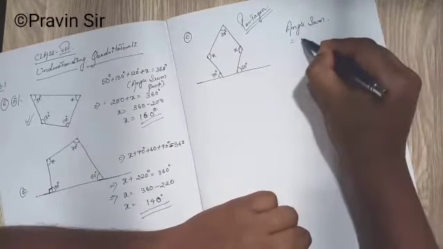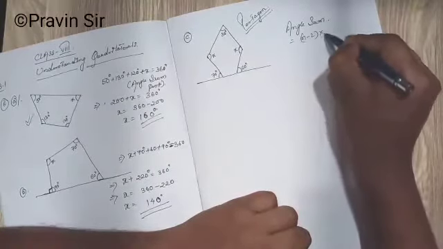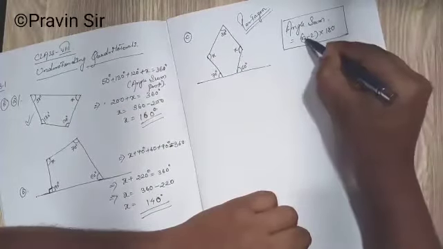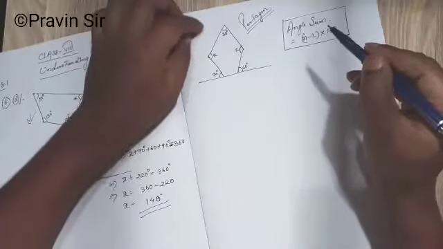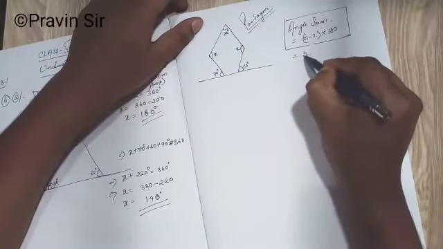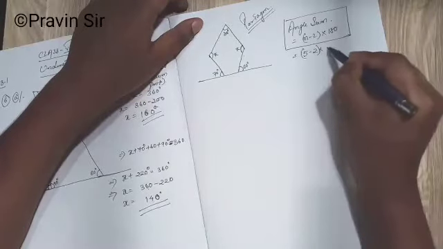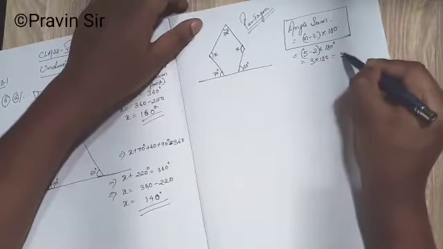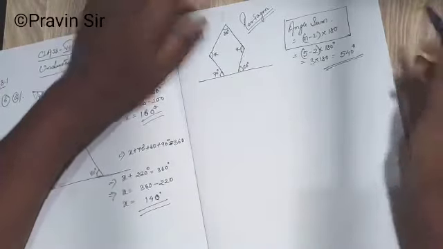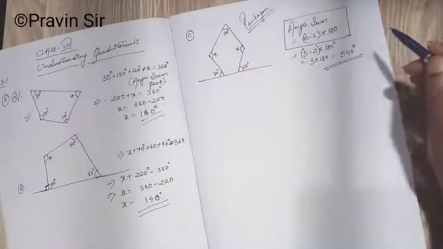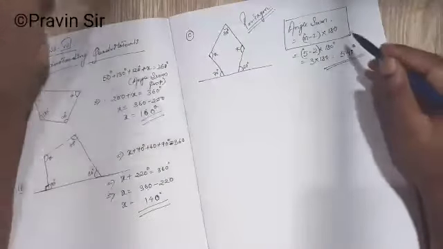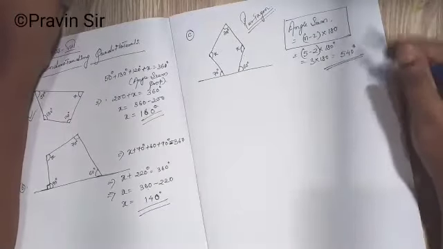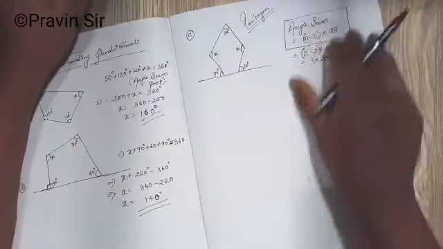Okay, so what is the formula? (n minus 2) into 180 degrees. This is the formula to find the angle sum of any polygon. n means the number of sides. So here how many sides are there? 5 sides. So it is 5 minus 2 into 180 degrees, so it is 3 into 180 degrees, which is equal to 540 degrees. This is the angle sum property. If you forget the angle sum of a pentagon, you can use this formula to find it out. No need to show this part in the equation.